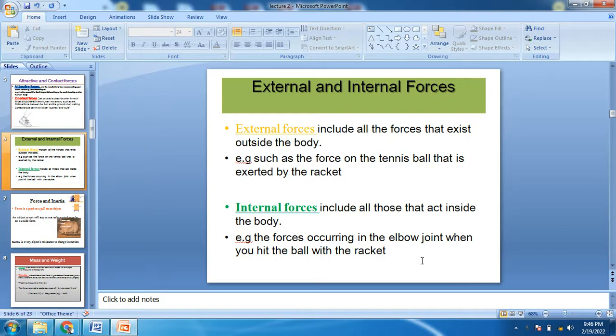External forces include all forces that exist outside the body, such as the forces on the tennis ball that is exerted by the racket. Internal forces include all those that act inside the body, like the forces occurring in the elbow joint when you hit the ball with the racket.